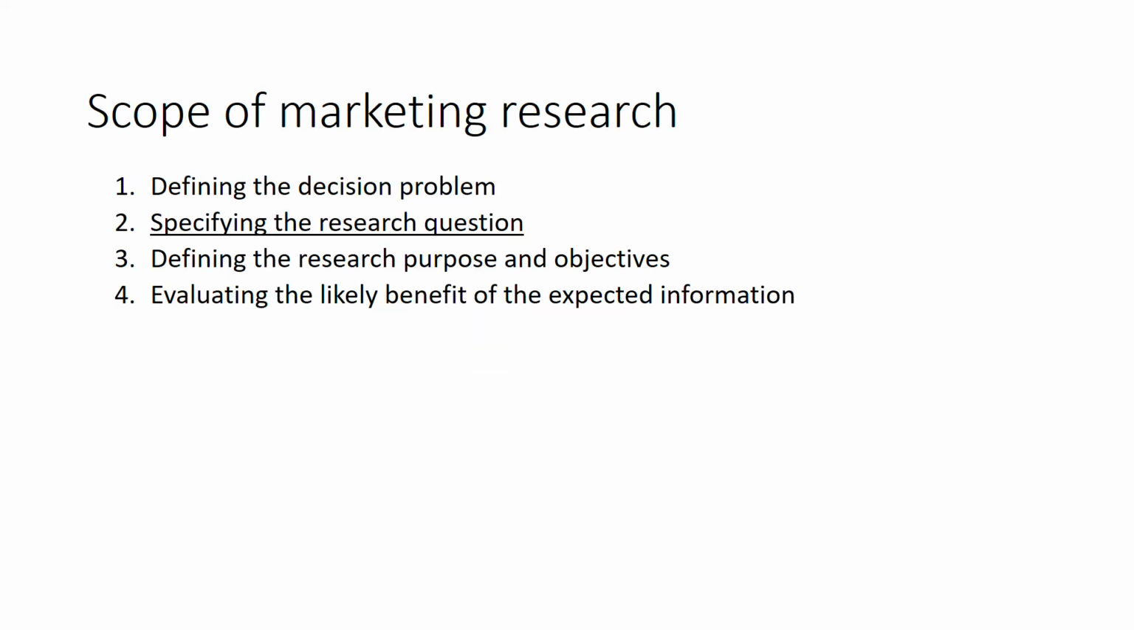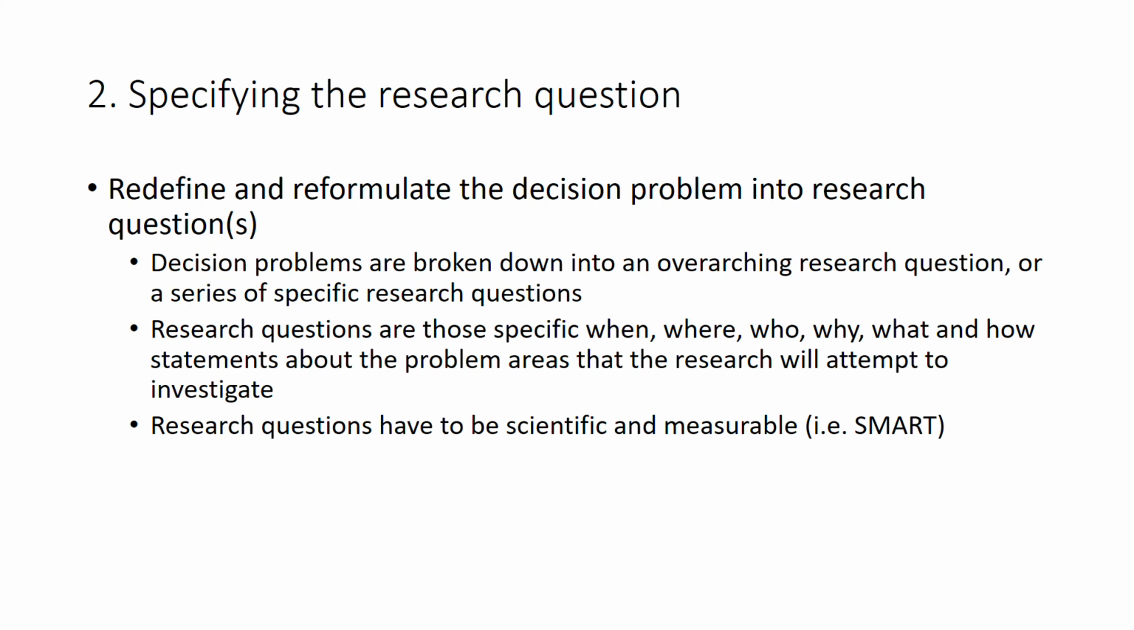So the second step of the marketing research process is specifying the research question. So once we've decided the decision problem, for instance, is the need for Starbucks to refresh their brand, now we need to figure out what are the specific research questions we need to ask about refreshing a brand. So we need to reformulate this decision problem into research questions.